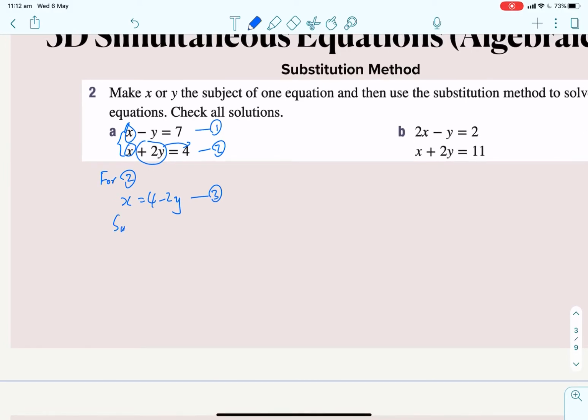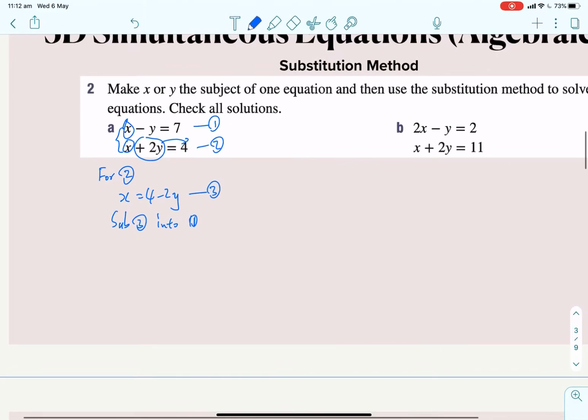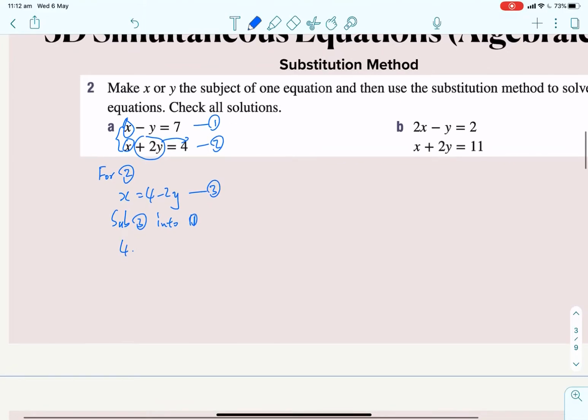So we can sub 3 into 1. If we change 2, we cannot substitute that back into 2 because it wouldn't work that way. Okay, we need to substitute into the other one. So the whole thing, 4 minus 2y, and then we got minus y equals to 7. So it's 4 minus 2 minus 1 is minus 3y equals to 7.